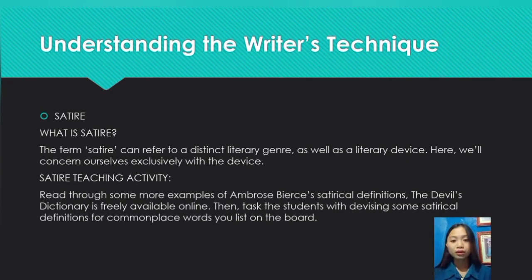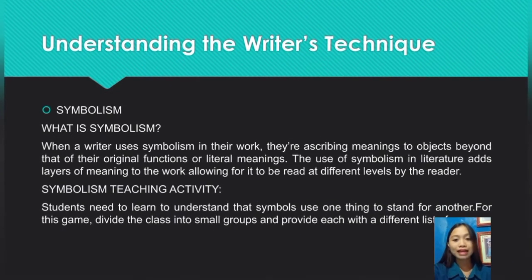Okay? So next, lastly, I think this is last, symbolism. What do we mean by symbolism? When a writer uses symbolism in their work, they're ascribing meanings to objects beyond their original functions or literal meanings. The use of symbolism in literature adds layers of meaning to the work, allowing it to be read at different levels by the reader.